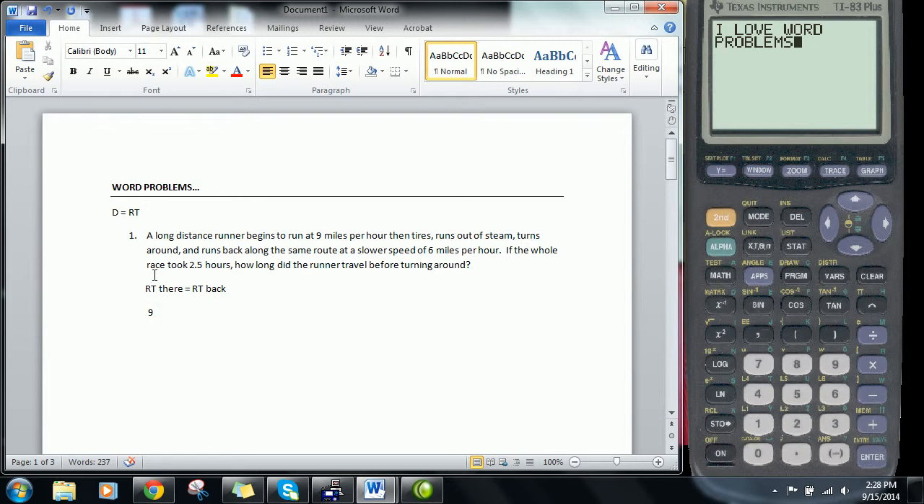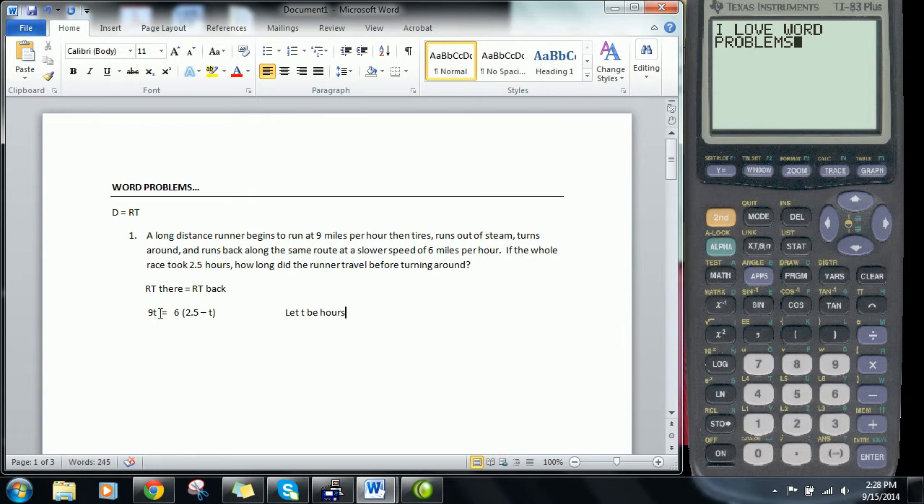So the rate going there is 9 miles per hour, and I know the rate going back, this particular rate right here, is 6 miles per hour, a little slower. But the question is, what are the times? Now, I know the whole race took 2.5 hours. So, if I run t hours to get there, then I therefore will run 2.5 minus t hours to return. So what I've done is I let t be the number of hours.